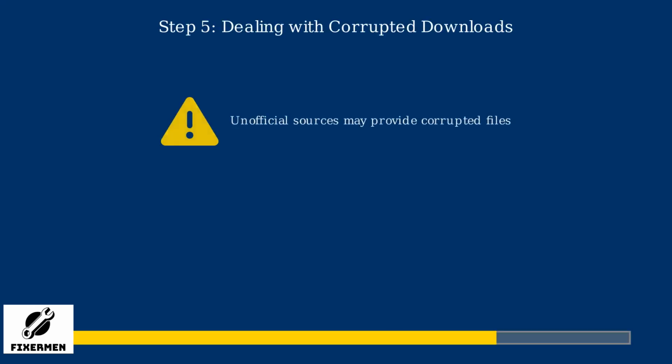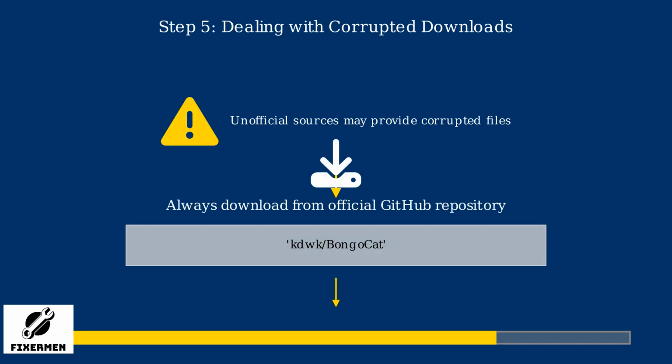If you downloaded Bongo Cat from an unofficial source, the file might be corrupted. Always download from the official GitHub repository to ensure file integrity. Look for SHA-256 hashes provided on the GitHub page to verify the downloaded file hasn't been tampered with.